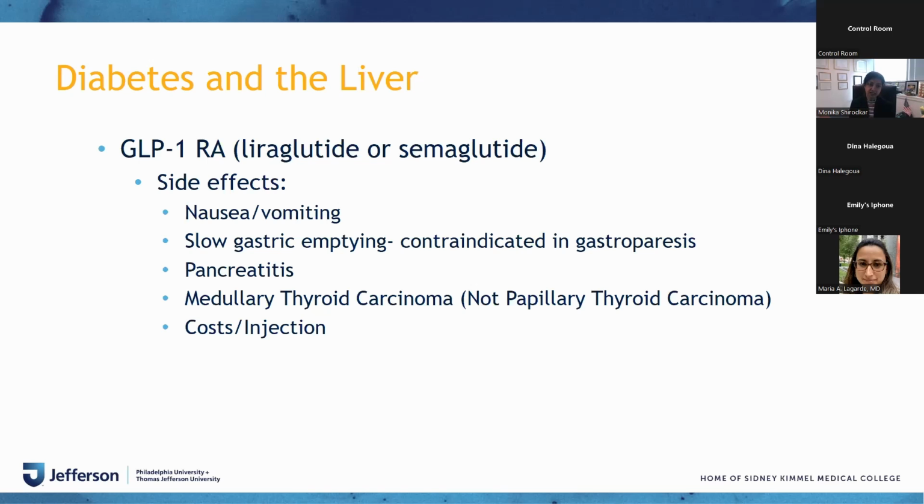And then the other downside is cost. There are no generics for these medications, so they can be expensive. They're not always covered. And then it is an injection, and patients don't always like to inject themselves, but I try to convince them it's once a week, and we can all do something once a week that's beneficial for our health.